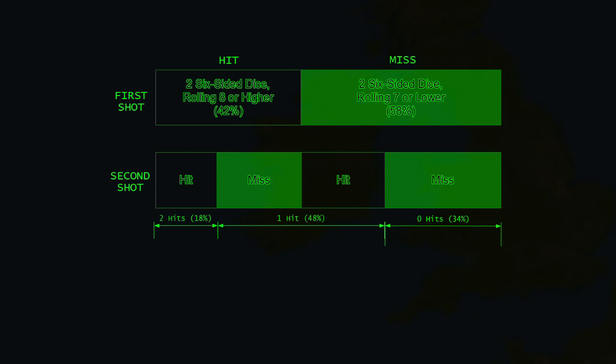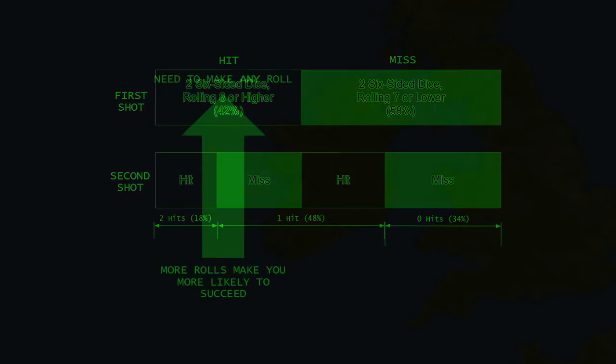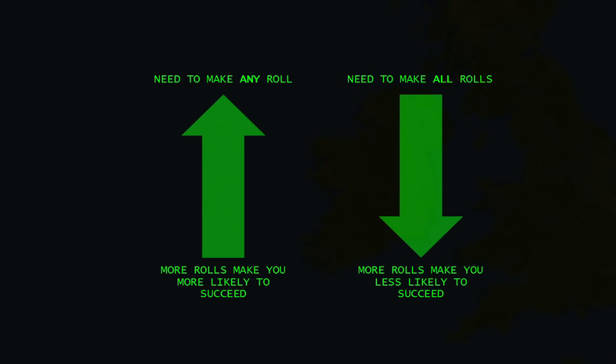A little rule of thumb can really help in checking your work. If you only need to hit with one or two rolls, the more you make, the higher your chances of succeeding. If you need to hit with every roll you make, the more rolls you make, the lower your chances will be of succeeding. Make sure your probability calculation is going in the direction you expect to be going, and you're probably not far off.